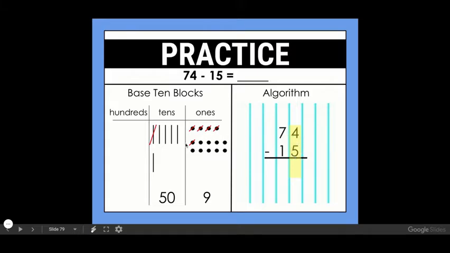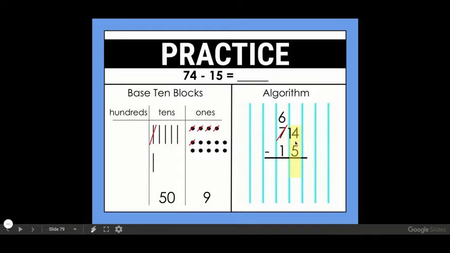Just like we did in our base 10 blocks, we didn't have enough to subtract, so we had to borrow one of our tens. Same thing with the algorithm. So instead of having 7 tens, I'm going to borrow one of those, so I'm only going to have 6 tens left. And I'm going to bring my 10 over and squeeze it right next door, right in my ones place.